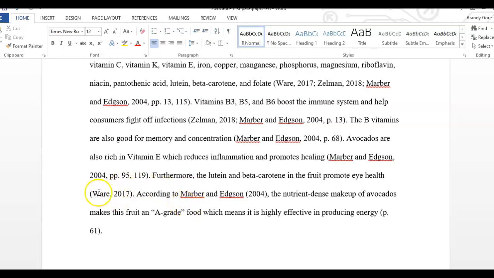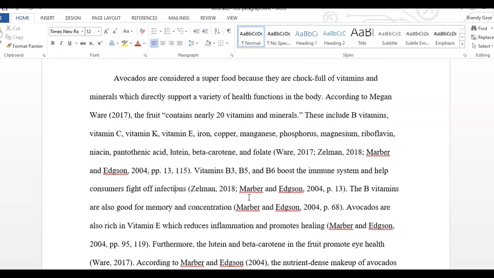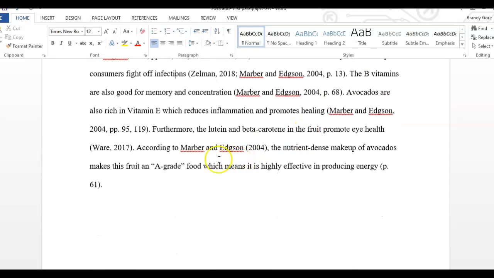And don't forget, these web sources don't have page numbers. Don't even try to use page numbers. If you want to use paragraph numbers, you can, but I don't require it. According to Marber and Edgson 2004, we have not mentioned them in a sentence, so we do need to set it up like this.